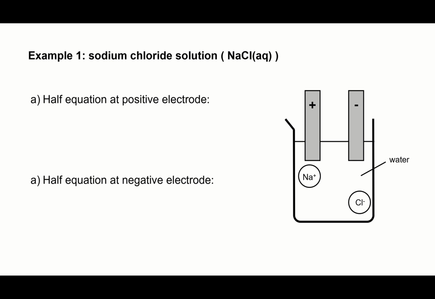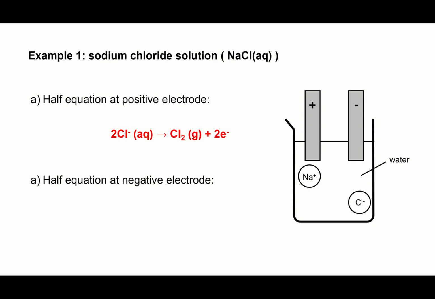So if you follow the flow diagram, the half equation is exactly as we would have had in the molten situation. But instead of having a liquid on the left-hand side, we now have AQ, which stands for aqueous, which means dissolved in water.